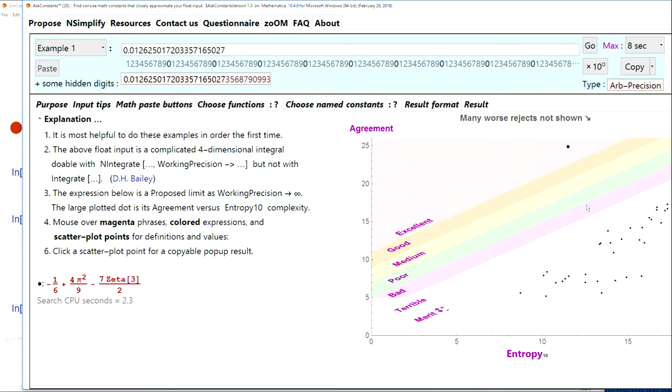But I don't want to actually return all these rejects, because you look at it and say, whoa, what's what? And it takes you a long time to figure out which is the one you want. But here on the plot, it's very clear which one is the winner, okay?